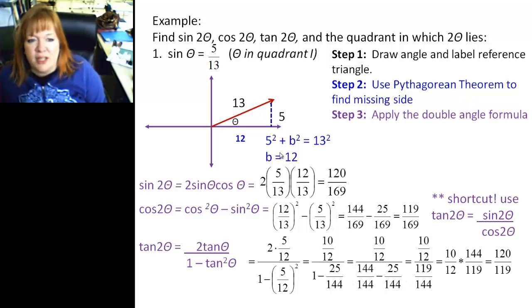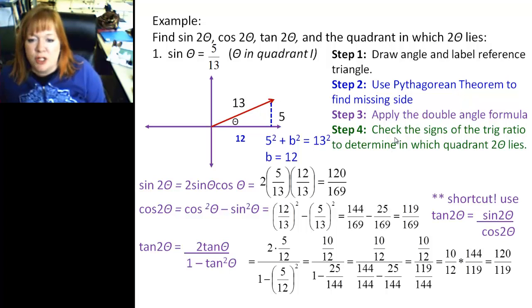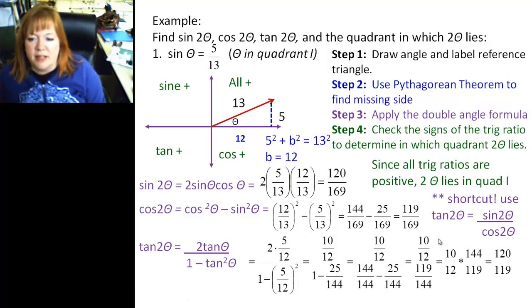Now, another thing they ask us to do is find the quadrant in which 2 theta lies. So the quadrant is determined by the signs of the trig ratios. When I look here, everything's positive in the first quadrant. Only sine is positive in the second quadrant. Only tangent is positive in the third quadrant. And cosine is positive in the fourth quadrant. Since all 3 of these values that we got are positive, that means our 2 theta is going to lie in quadrant 1. All right.